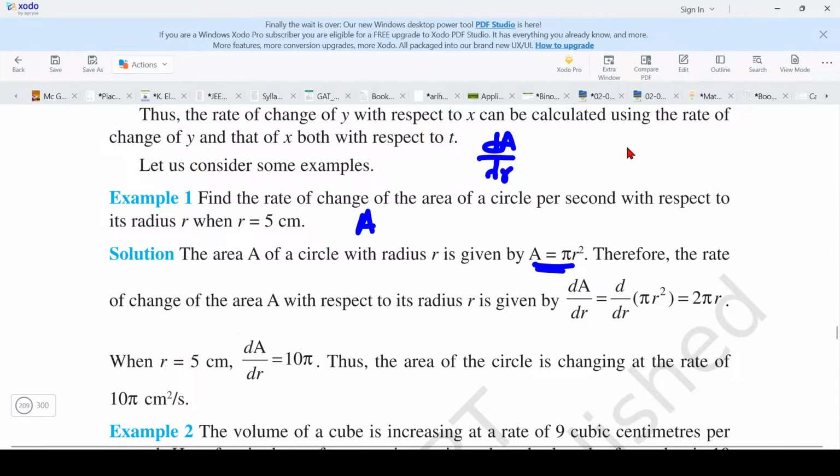So what does that mean? dA you have to express in terms of dr. So rate of change. What does dA by dr mean? Rate of change of area with respect to change of radius. Change in area, if you change the radius, right? Okay, so these two rates are related. The point we are trying to say is, we can write dA equals 10 pi dr, right? dA equals 10 pi dr. These two rates are related. That's the whole point here.